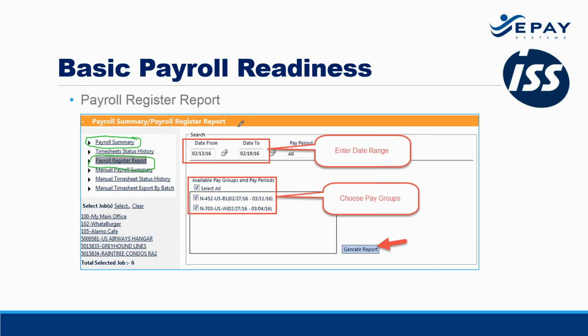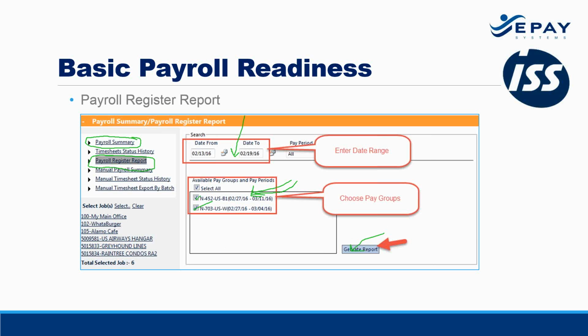And that payroll register report allows you to put a date range here, and then it allows you to choose the pay groups you want to use. Now, this is where you might see other pay groups that maybe you don't always use, but these are pay groups you have access to seeing. So you go through here and check the ones you want to use, and then you click at the bottom, generate report.